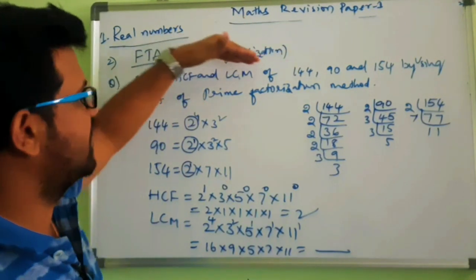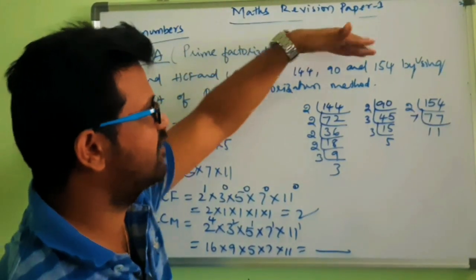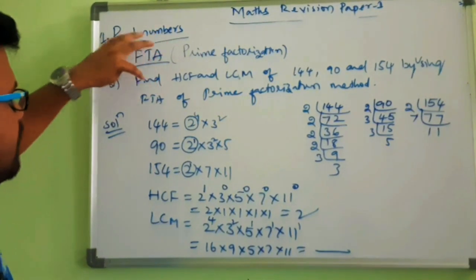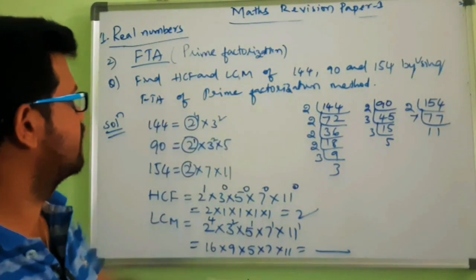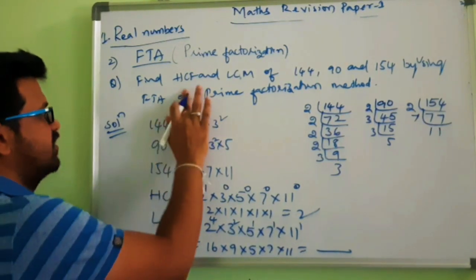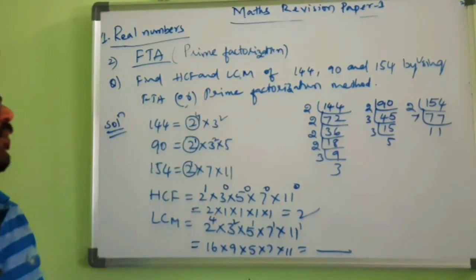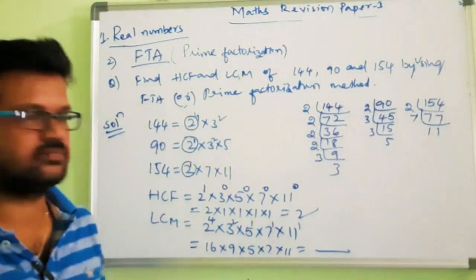Find the HCF and LCM of 144, 90 and 154 by using FTA. FTA means fundamental theorem of arithmetic, or prime factorization method. Okay, fundamental theorem of arithmetic or prime factorization method.